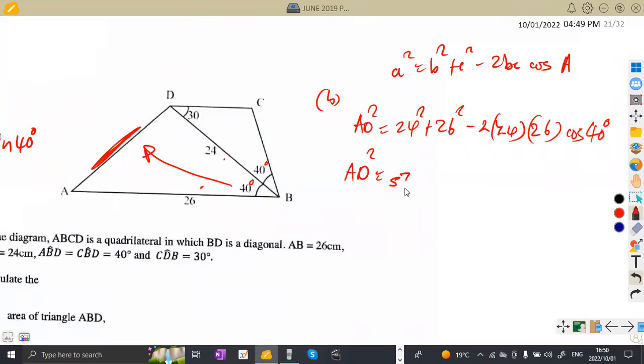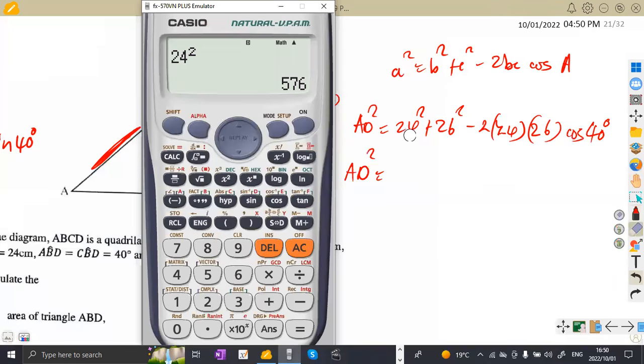So it's going to be 576. So guys, on this part, we have represented this part as it is. What you need, you have this, because I've explained this part before. So I want us to have this part as it is, 24 squared plus 26 squared minus, and you can put this in a bracket, so it's 2 times 24 times 26 times cos 40, like that.